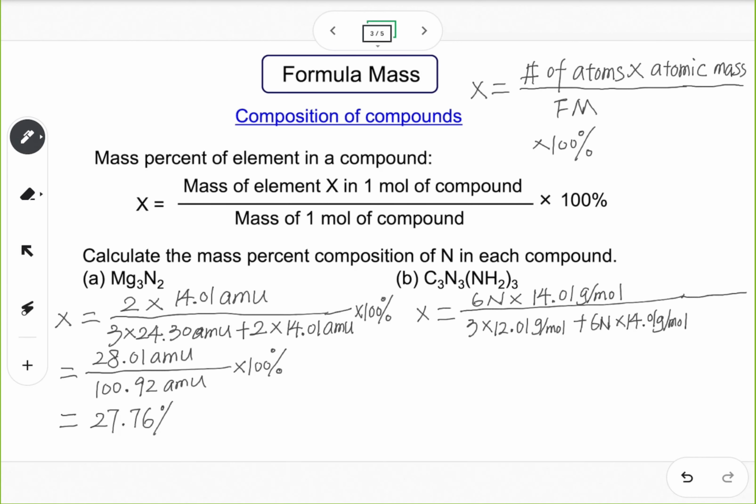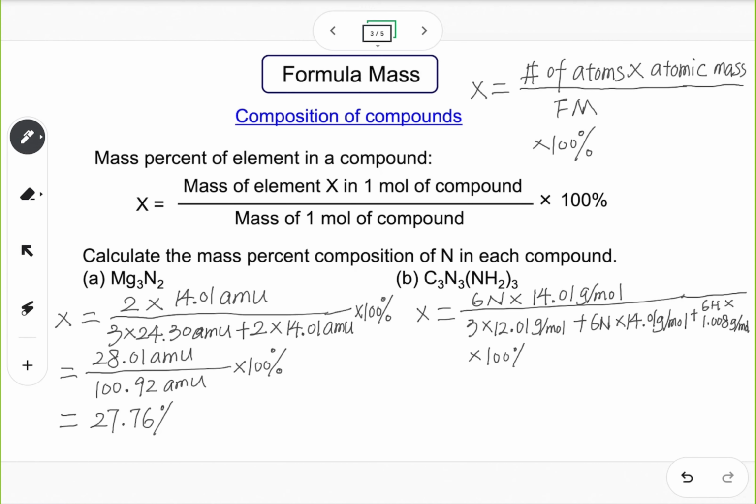Well, you still have the third element, that is hydrogen. Each NH2 group has 2 hydrogen, and you have 3 NH2 groups. Therefore, 2 times 3, so total you have 6 hydrogen, plus 6 hydrogen times 1.008 gram per mole. Of course, you need to multiply by 100% at the end.